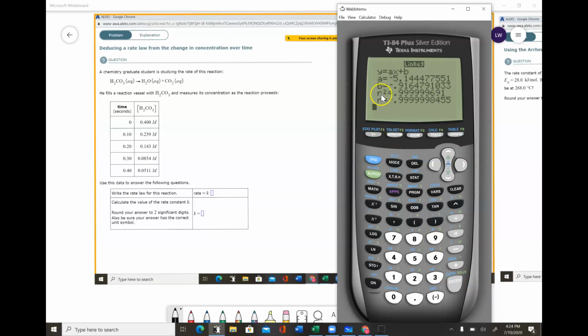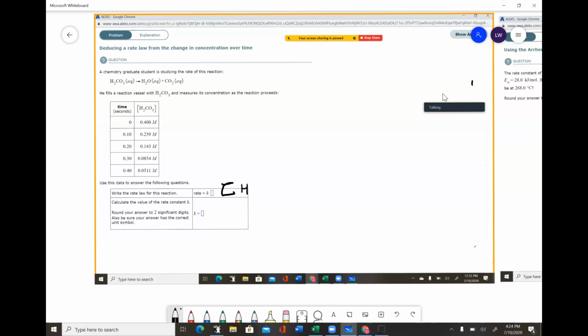The number I'm going to pay attention to is this r squared. If that is very, very close to 1, that's telling me that those x's against those y's form a straight line. And it is, right? You can see here that the r squared is very, very close to 1. So that tells me that a plot of log of the concentration against time is linear, which means this reaction is first order. So I know what my rate law is going to be. Let's go back here. My rate law is just going to be first order with respect to the concentration of my reactant.